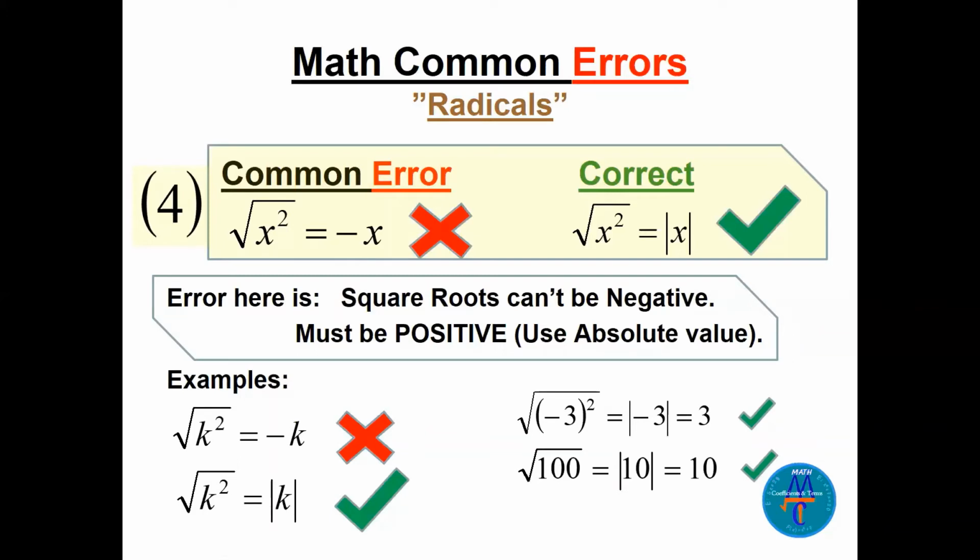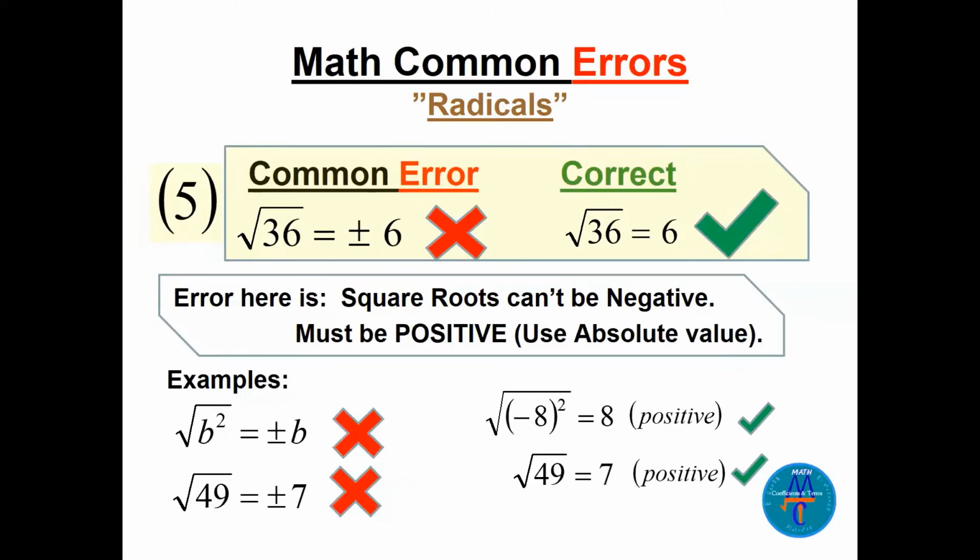Very similar. If you have square root of x squared is equal to minus x, that's also wrong. As I mentioned in number 3, the correct answer, square root of x squared, is the absolute value of x. So this is an example here, square root of minus 3 squared, you should put an absolute value. If you put only the minus x, it's not correct, because x can be positive, can be negative. This is the correct one, absolute value of x.